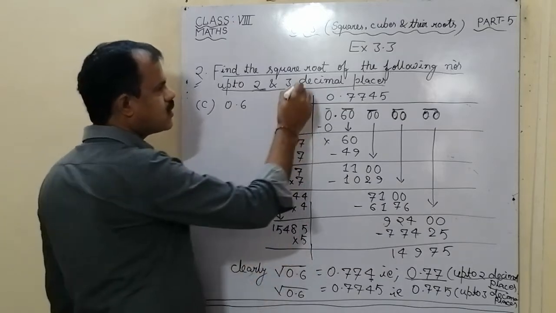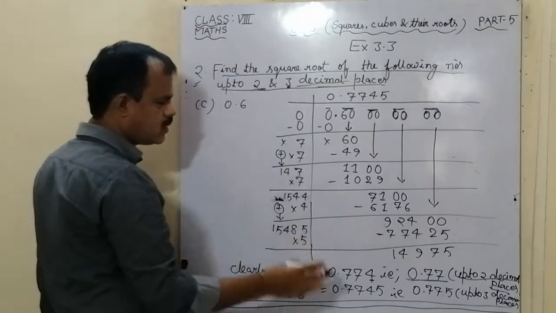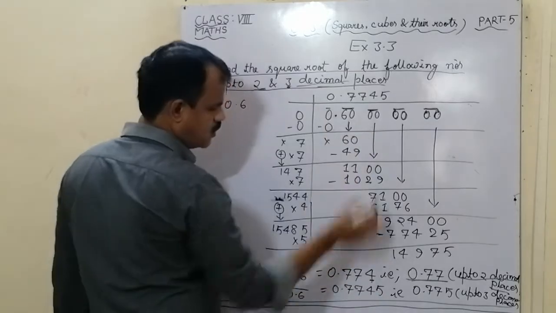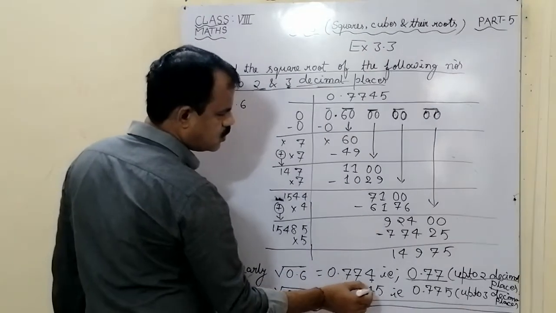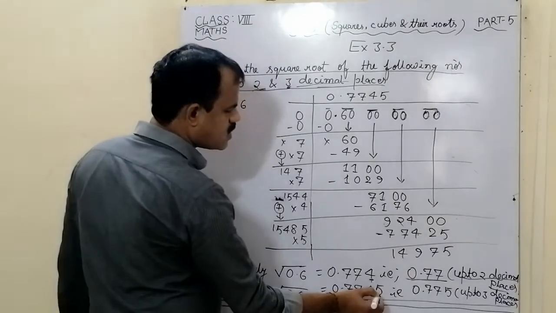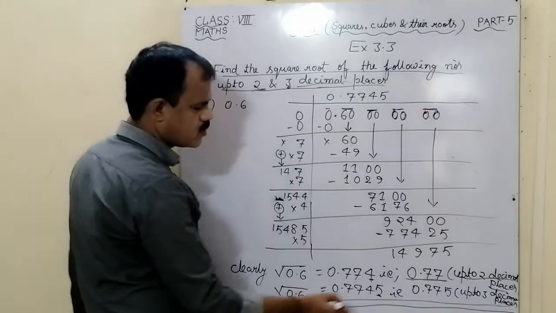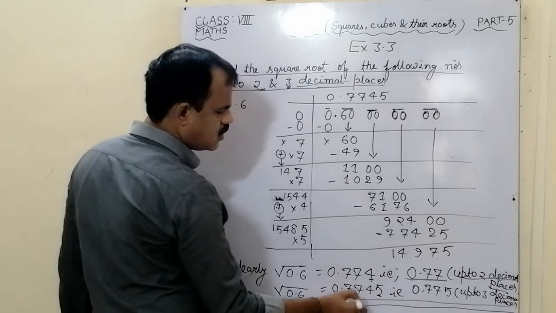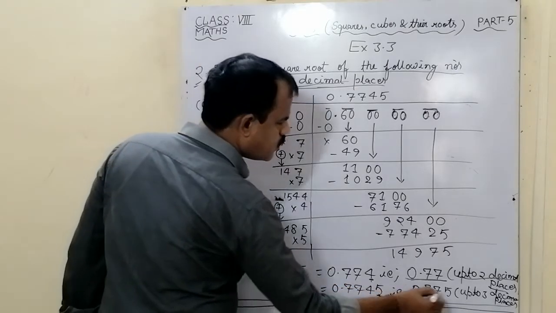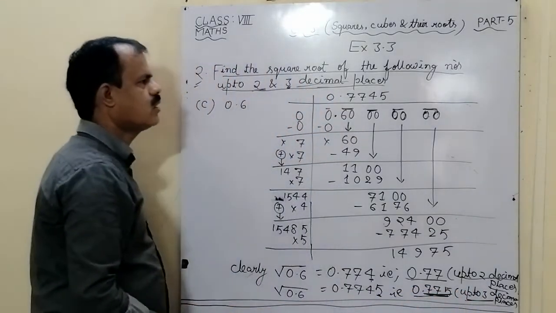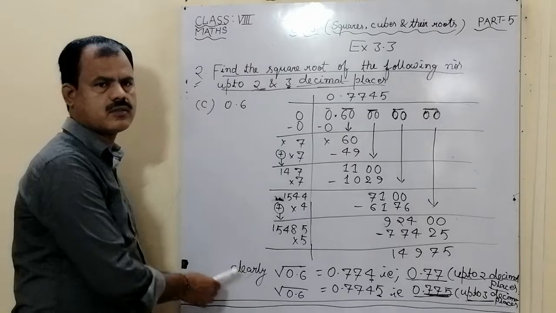Now we have to write 3 decimal places. So we take 4 places: 0.7745. After the decimal, 1, 2, 3, 4 places are there. At the 4th place the number is 5. So we add plus 1 at the 3rd place. So it becomes 0.775 up to 3 decimal places. This is the final answer.